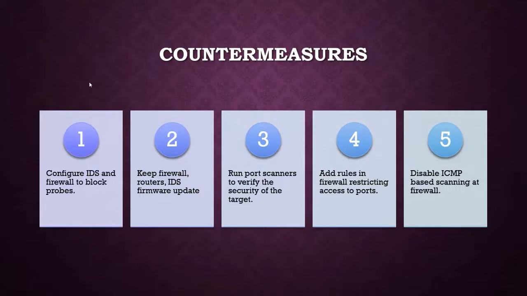So the countermeasures. The first is to configure the IDS and firewall to block probes. The second is to keep firewall, routers, and IDS firmware updated. And the third, run port scanners to verify the security of the target. Fourth, add rules in the firewall restricting access to ports. Fifth, disable ICMP-based scanning at the firewall. These are the countermeasures against network scanning.